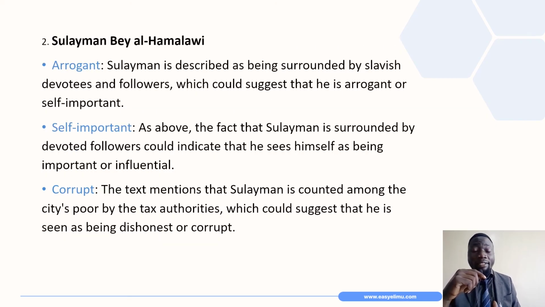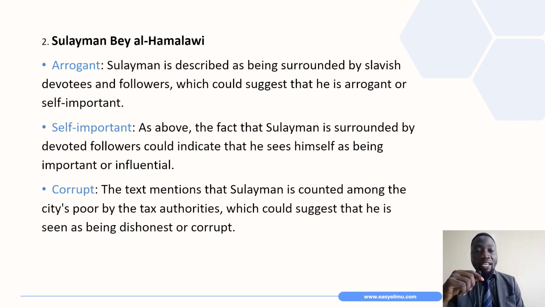The next character whose traits we are going to look at is Suleiman Bey al-Hamalawi. Remember, Suleiman Bey al-Hamalawi is a man who evaded paying taxes and also paying debt. In the story, we are told that the tax authorities counted Suleiman as one of the fat cats of the reforms among the city's poor. So he was among the rich people in the society, in the city.